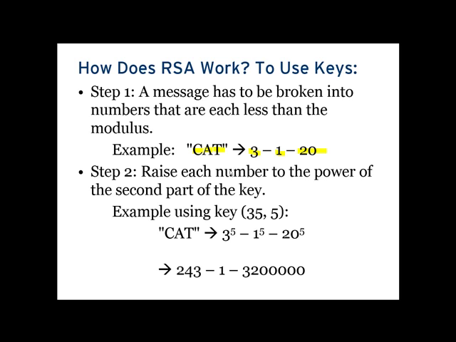So what we do is we take each of those numbers and raise it to the power of the second part of the key. So we raise 3 to the 5th power, 1 to the 5th power, and then 20 to the 5th power. Well, 3 to the 5th power gives us 243. 1 to the 5th gives us 1. 20 to the 5th gives us 3,200,000.